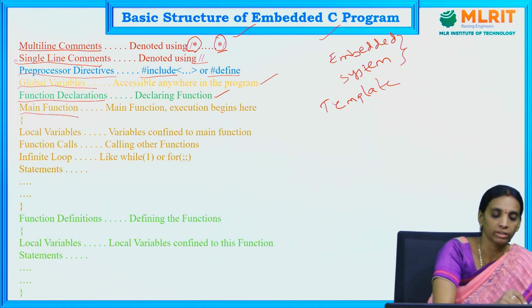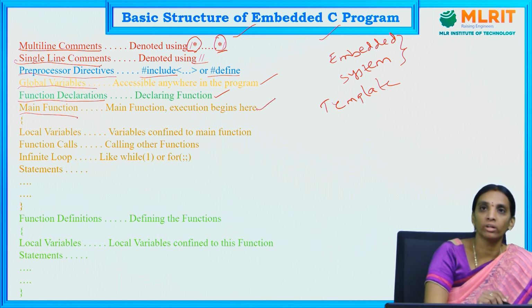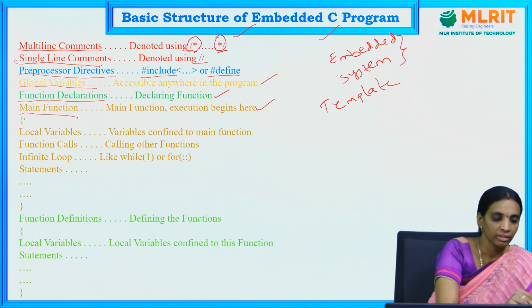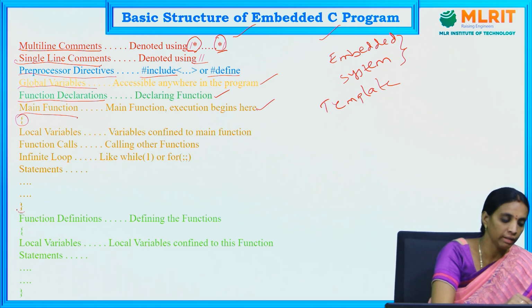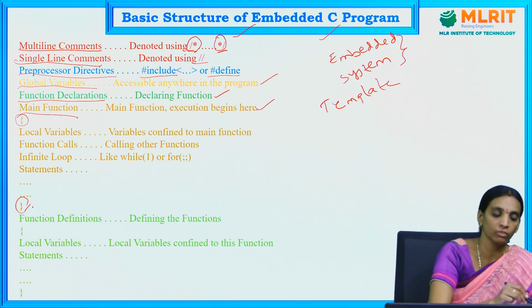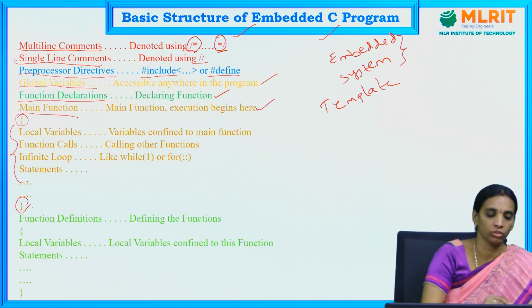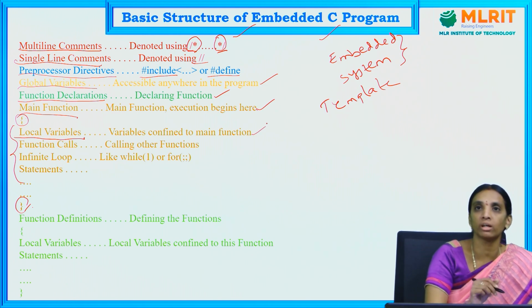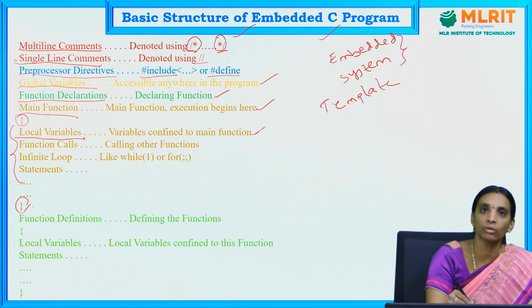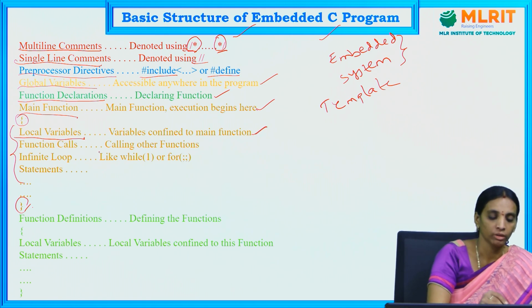And the main function. So main function means here only the execution begins. It starts with the open parenthesis and the main function ends with the closed parenthesis. In between these two parentheses, we have to write our main application. Here in this main application, first we need to declare the local variables. So local variables means the variables which are declared and which should be available and used in that particular function only. Function calls. So whatever functions we have declared previously, we need to call those functions.